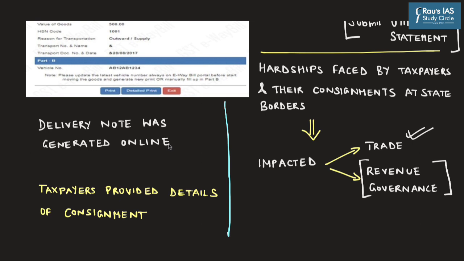Now when it was realized that this was causing hardship, then the government came up with the process of generating these delivery note online, and it is here where this concept of e-way bill was initiated. So this delivery note was generated online when the taxpayers used to provide details with respect to the consignment which was to travel from different areas or for interstate travel.